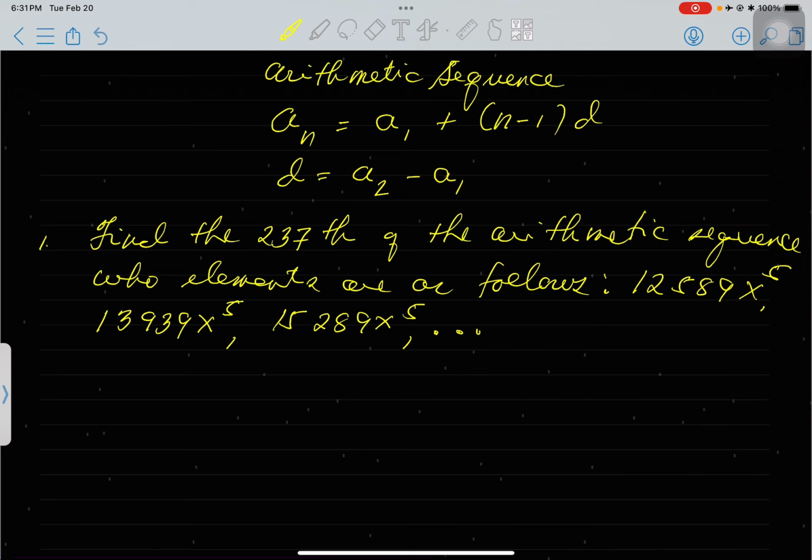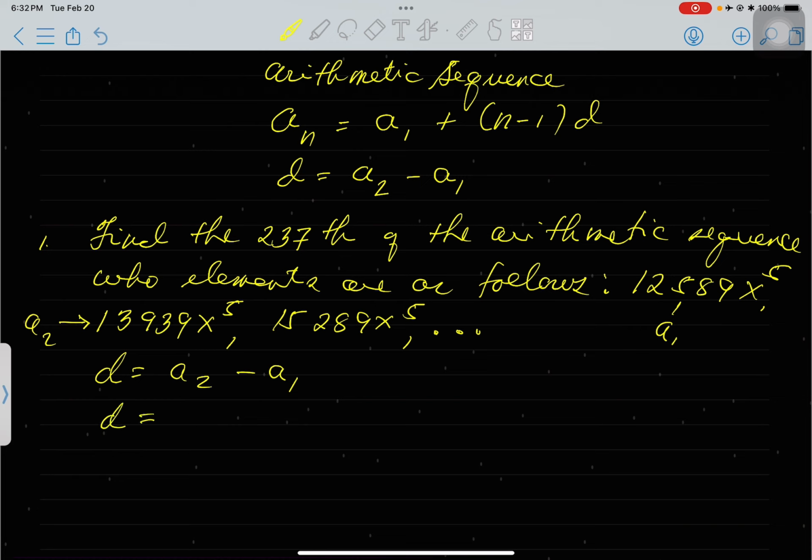It is unending. Now, the first step is we are going to find our constant difference. By using our formula, d is equal to a sub 2 minus a sub 1, we are just going to plug in the values of our a sub 2 and a sub 1. Here, this is our a sub 1 and that's our a sub 2. We are just going to substitute these values into our formula for constant difference.